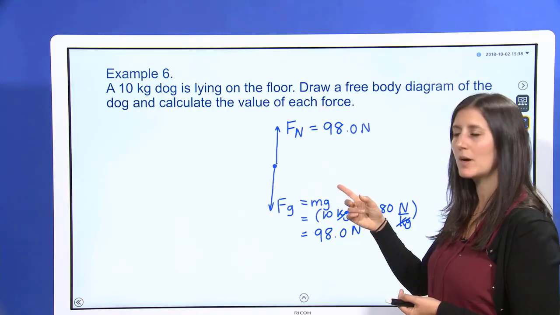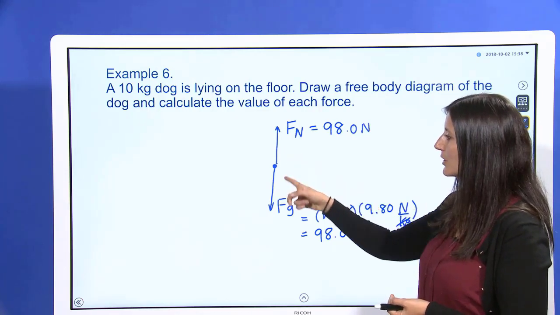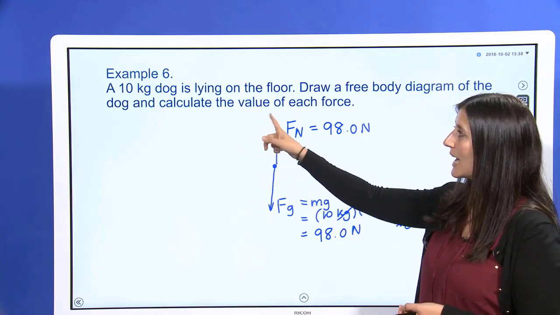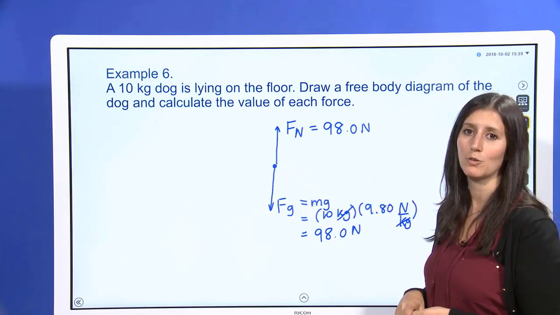Okay, so I drew a free body diagram of my dog with the two forces, but I also calculated the value of each of those forces.